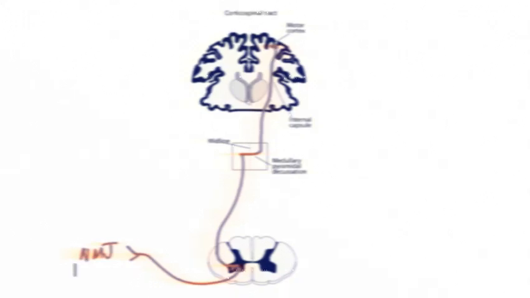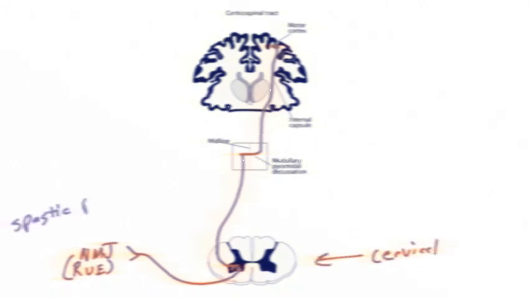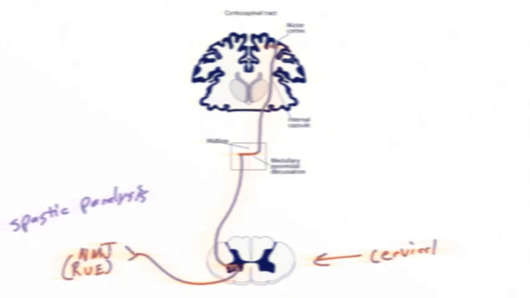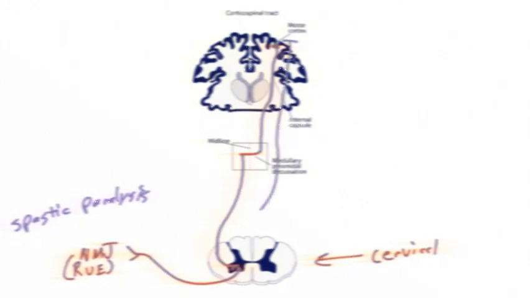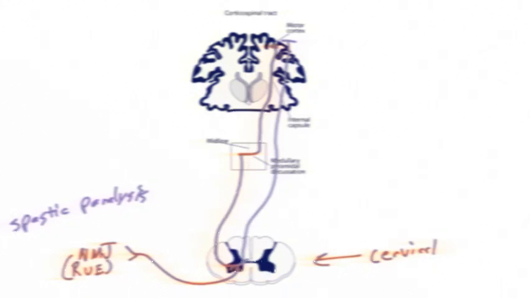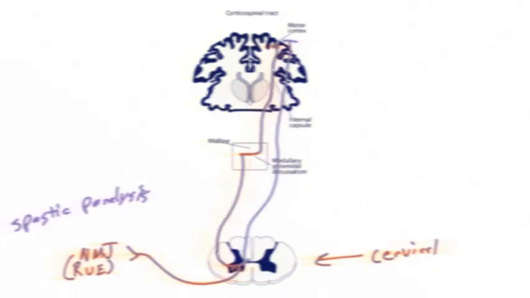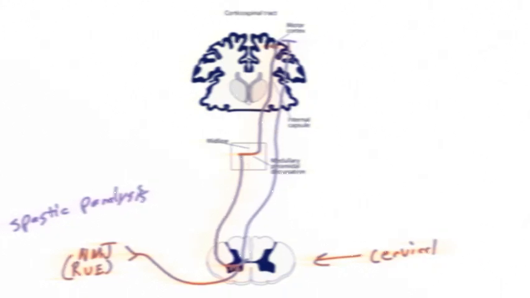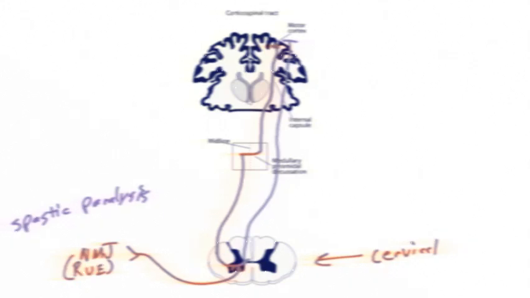So specifically, we're talking about the right upper extremity, which makes sense because this is a cervical spinal cord level. But this patient has spastic paralysis, so we know that it's an upper motor neuron. So this patient could have damage anywhere from here to here. With the information given in the question, you cannot actually identify the exact location of the damage for the upper motor neuron. It could have happened prior to the decussation or after the decussation.